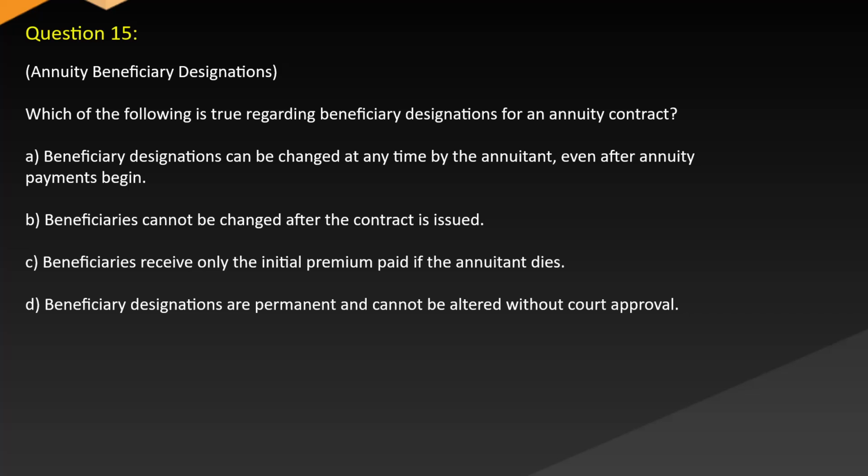Annuity beneficiary designations. Which of the following is true regarding beneficiary designations for an annuity contract? A. Beneficiary designations can be changed at any time by the annuitant even after annuity payments begin. B. Beneficiaries cannot be changed after the contract is issued. C. Beneficiaries receive only the initial premium paid if the annuitant dies. D. Beneficiary designations are permanent and cannot be altered without court approval.